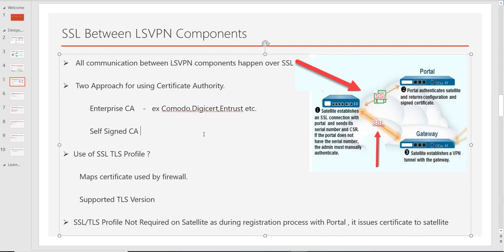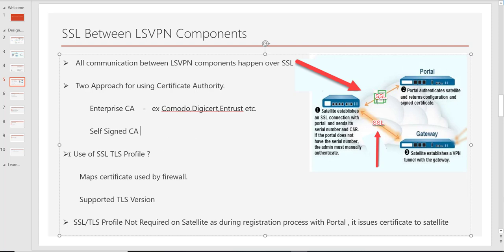The second approach is a self-signed CA that you can create on the Palo Alto firewall itself. In that case, we can make the Palo Alto firewall a root CA itself, and then using that particular firewall, it will sign the certificates for the gateway firewall and satellite firewall. So that is another way we can create a CA certificate, the root CA that is required to sign all server certificates.